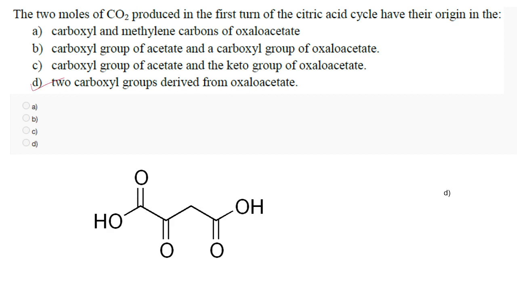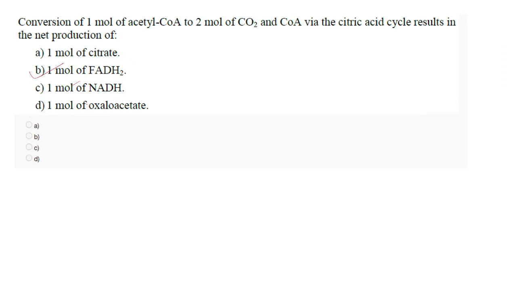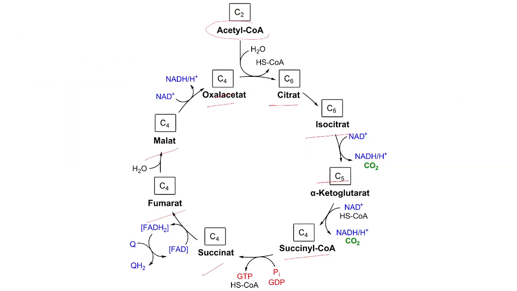So this is oxaloacetate. Two carboxyl groups derived from one carboxyl group and another carboxyl group. So this will generate these two CO2, and we can see it here. This oxaloacetate will convert to citrate and isocitrate. Then it will release one CO2. Alpha ketoglutarate will also release one CO2.